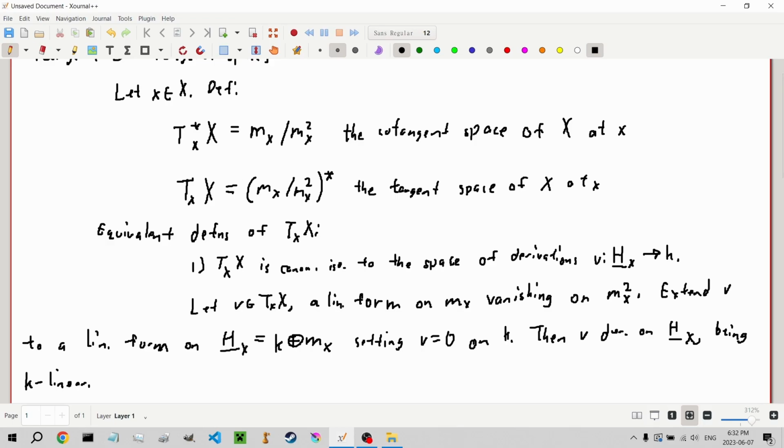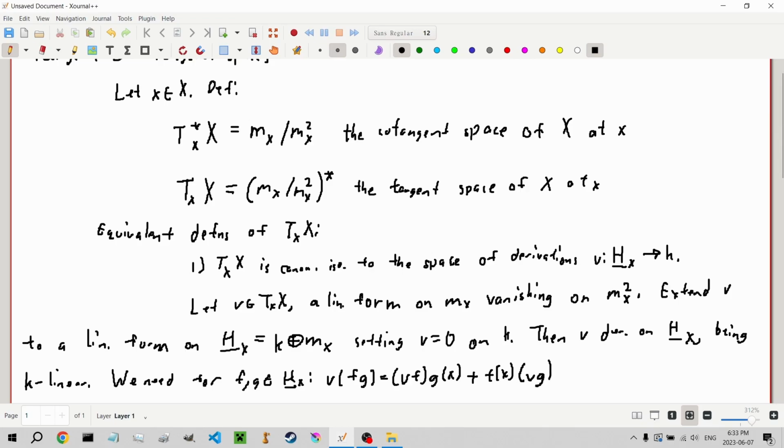Now we only need, for f and g in H of x, that v of fg is v of f times g of x, keep in mind x is not a variable, this is a weird notation convention, plus f of x, which is our weird notation for evaluating at the point centering our germs of functions, times of course v of g.